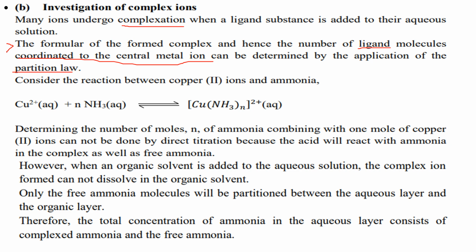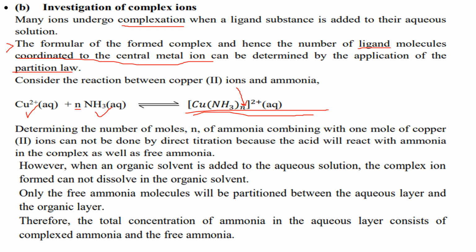Consider the reaction between copper 2 ions and ammonia. When you are reacting copper 2 ions with n moles of ammonia in aqueous solution, you are going to get a complex which is in this form. So the main emphasis of this topic is to find this value of n here. And how are we going to find it?